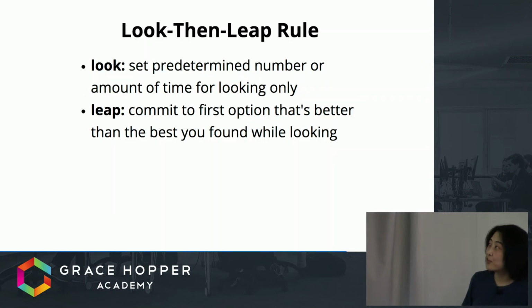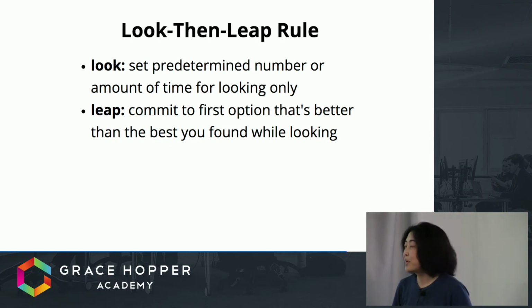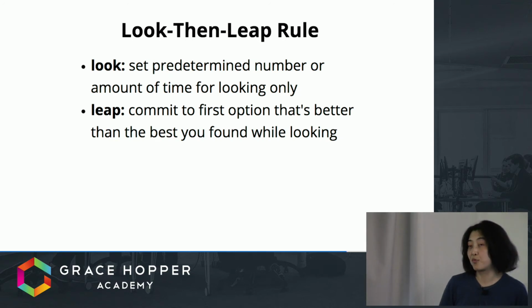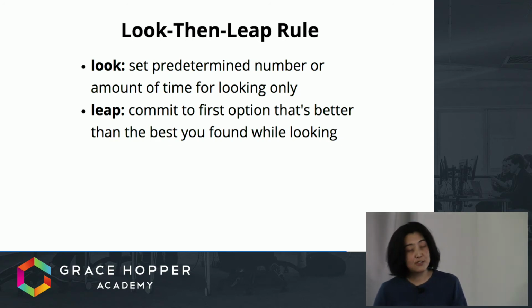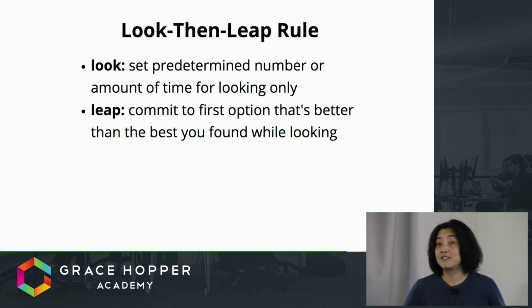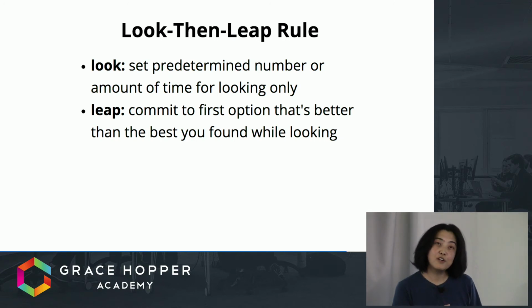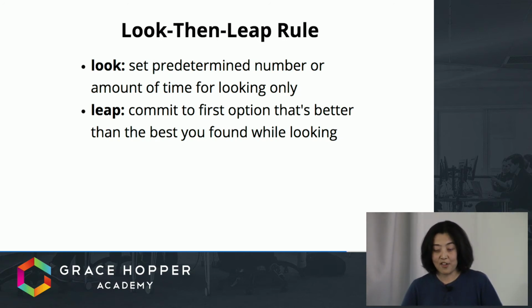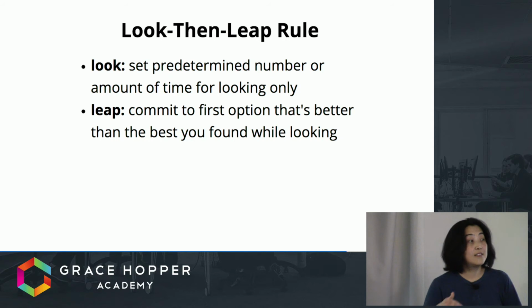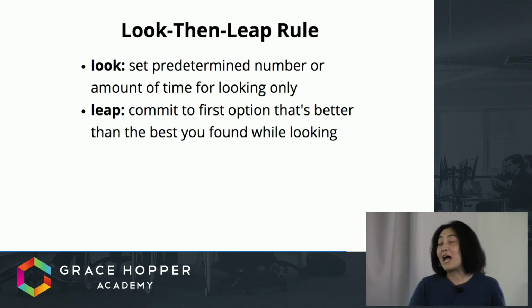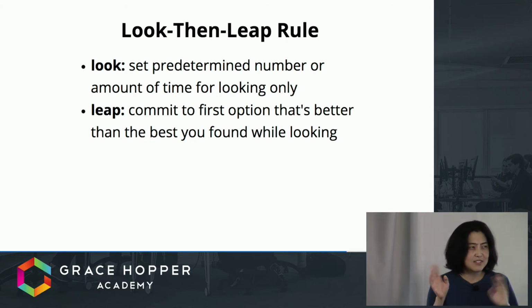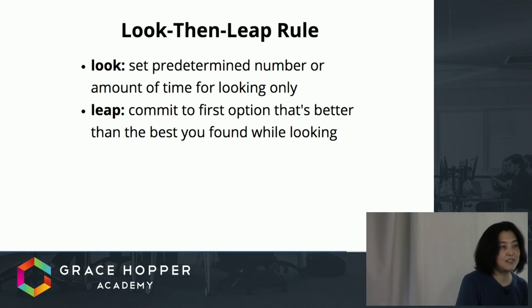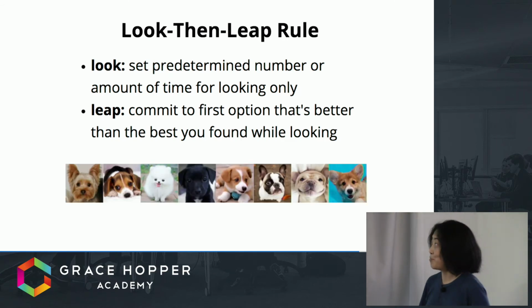One of the algorithms to help us in this decision-making process is the look then leap rule. The idea here is to divide your search into two separate phases, the look phase and the leap phase. In the look phase, ahead of time, you set forth either how many options you're going to consider or how much time you're going to spend on this problem. And in the leap phase, that's when you're actually going to make your decision. Now, this is a little bit vague, so I think it might help to consider an example.